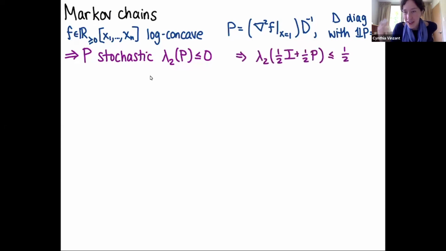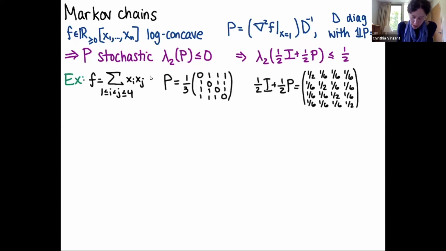And if you lazify the corresponding random walk, then you conclude that its second eigenvalue is at most a half, just trivially. So for example, if we take the elementary symmetric polynomial and we take its Hessian, we can rescale it. I mean, this is symmetric all the way across. Here it's doubly stochastic. And then we can lazify this. And what this does is it gives us some random walk on the numbers 1 through 4.